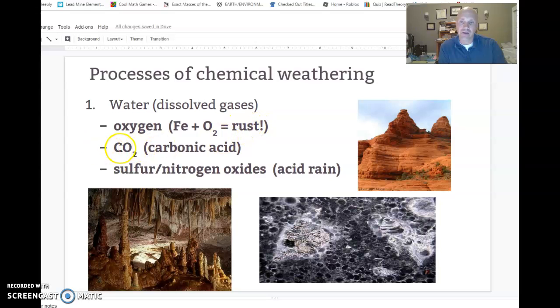Another thing that is often dissolved in water is carbon dioxide. When that happens, you end up forming a chemical called carbonic acid, and that can act to dissolve away a lot of the minerals that are in the rocks. A third one is sulfur and nitrogen oxides. That happens from acid rain, and that can dissolve away and break up the rocks as well.